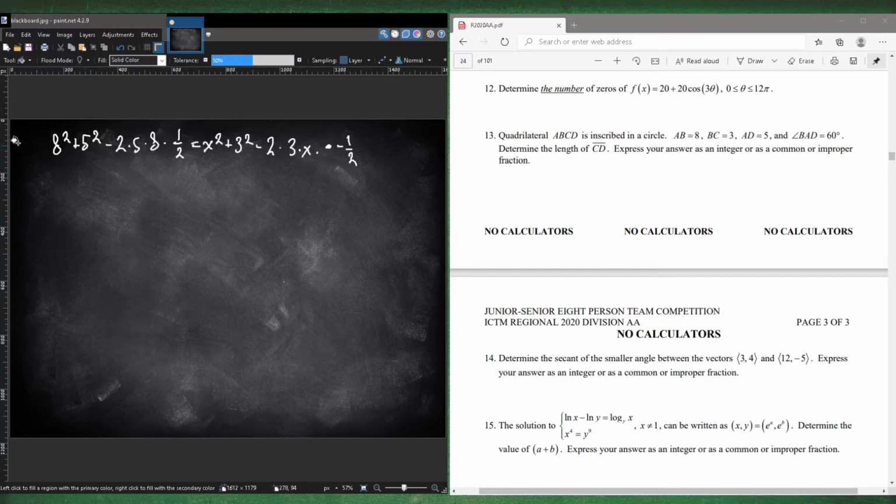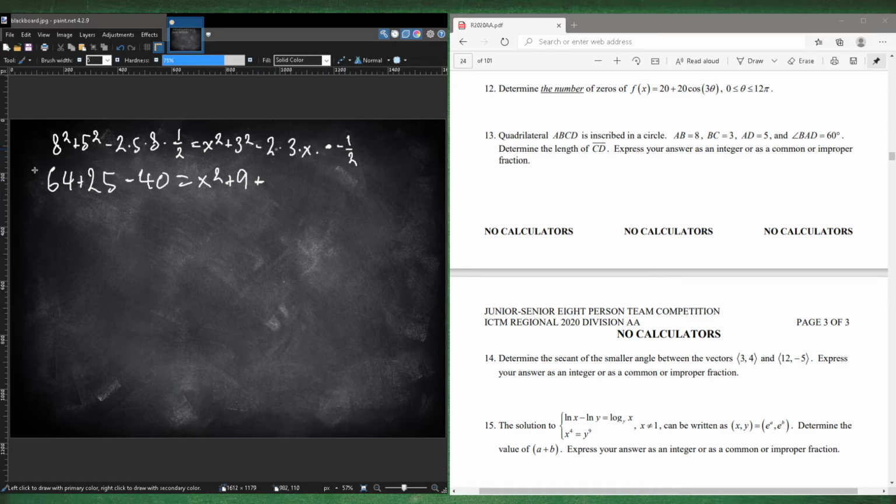So 8 squared is equal to 64. 5 squared is 25. And then minus, the 2 and the 2 and the 1/2 cancel out, so that's just minus 40. It's equal to x squared plus 9 minus, well, plus, because there's a negative 1/2 here. So that's a plus 1 times a 3, so plus 3x. Okay, so we have x squared plus 3x. Let me rewrite that so it looks better.